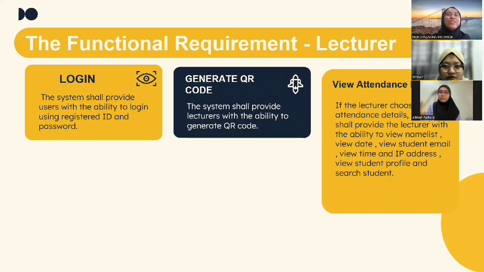Okay, then we move to the functional requirements for a lecturer. The first one is login. The system shall provide lecturer with the ability to log in using registered ID and password. The second one is generate QR code. The system shall provide lecturer with the ability to generate QR code. And the third one is view attendance detail. If the lecturer chooses to view attendance detail, the system shall provide the lecturer with the ability to view name list, date, student email, time, IP address, and student profile, and include search student.